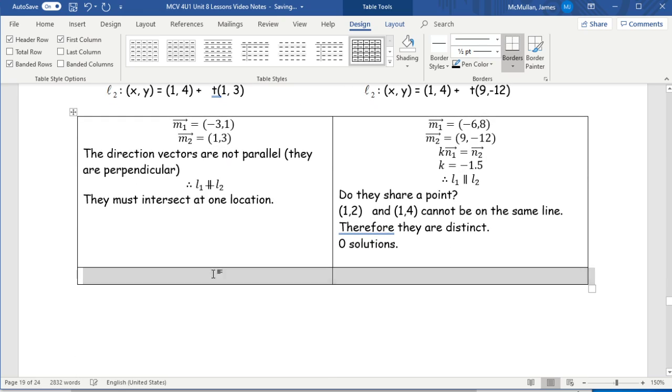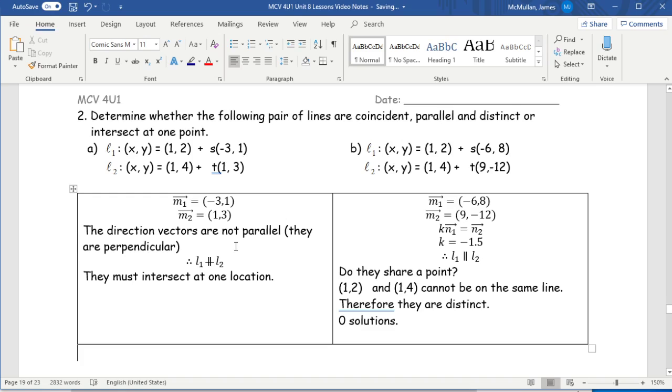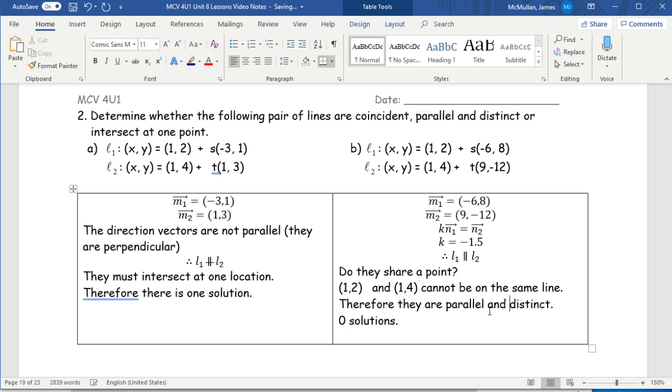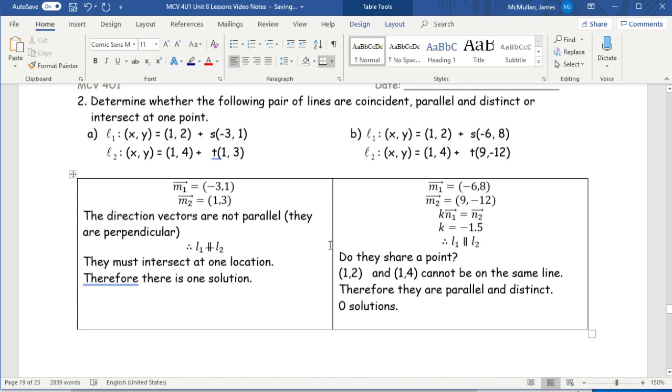Okay, again, I'm not going to bother drawing these ones. I mean, you can draw them if you want, but we don't need to. They intersect at one location, therefore there is one solution. Okay, so whether the lines are coincident, parallel and distinct, or intersect at a point. So these are, let's say, parallel and distinct. So that's what those two lines would be.